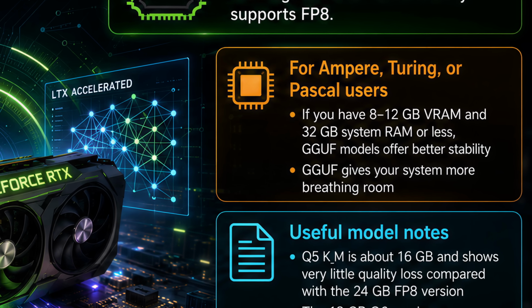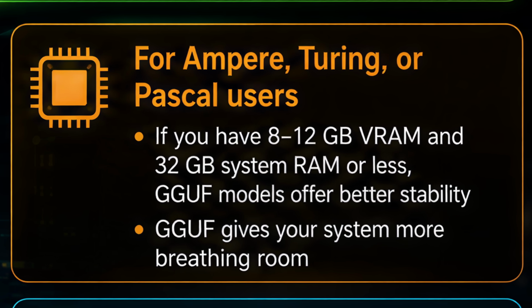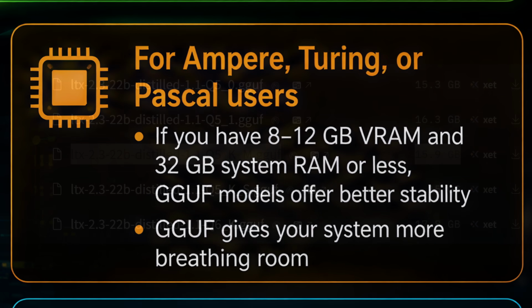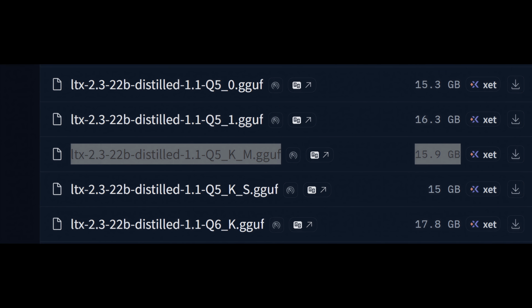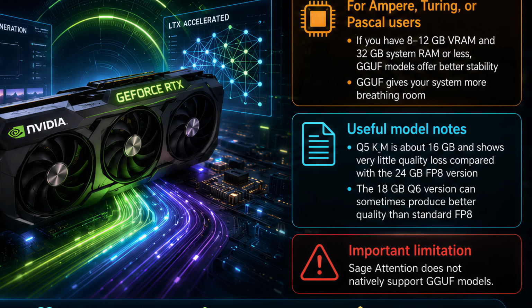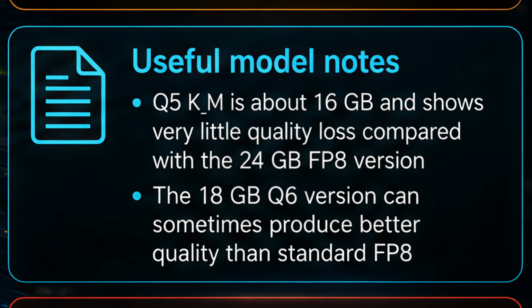However, if you're stuck on 8 or 12 gigs of VRAM using Ampere, Turing, or Pascal architecture, and you've got 32 gigs of system RAM or less, GGUFs are going to give you the best stability and the essential breathing room your PC needs, as a few of you pointed out in the comments. The Q5KM is only 16 gigs, and honestly, there's no noticeable drop in quality compared to the massive 24 gig FP8 version. Plus, the 18 gig Q6 version can sometimes actually spit out higher quality results than the standard FP8.